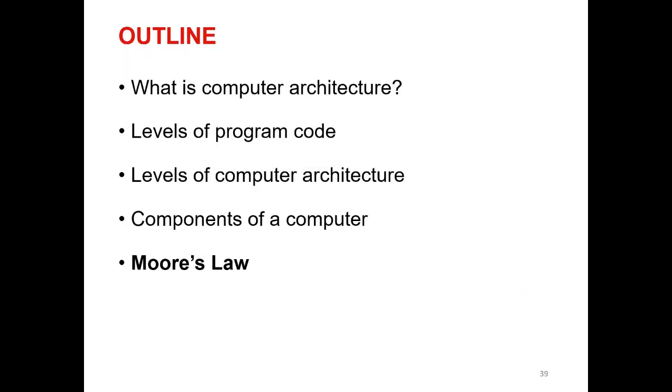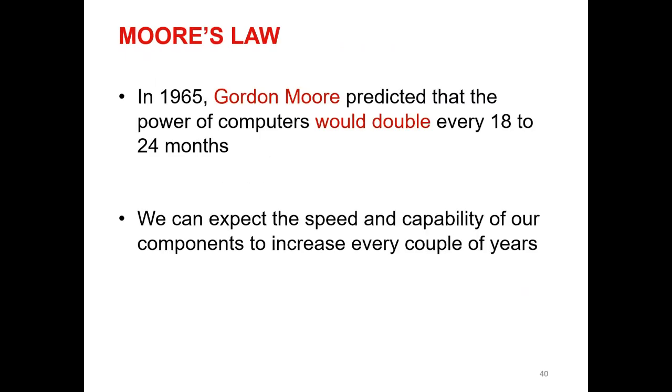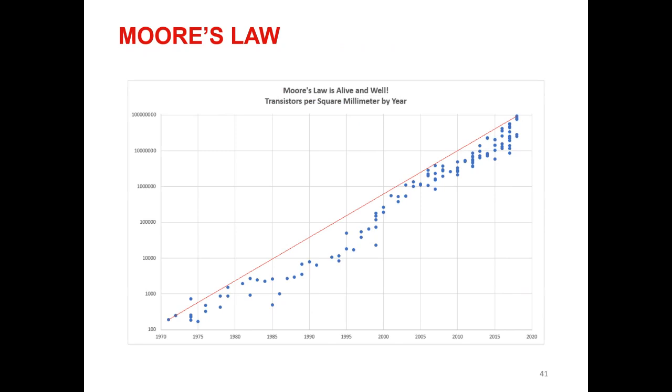So finally, we are going to see something that I think is important in computer architecture. It's called Moore's law. Gordon Moore predicted a very long time ago. I don't know if you have heard about this guy. He predicted that the performance, the computation power of a processor will double every 2 years, more or less. What does this mean for us? This means that we can expect that the speed and capabilities of our components will increase every 2 years, more or less.